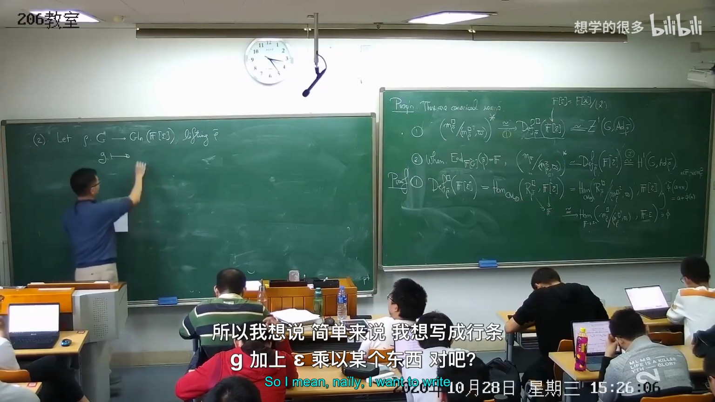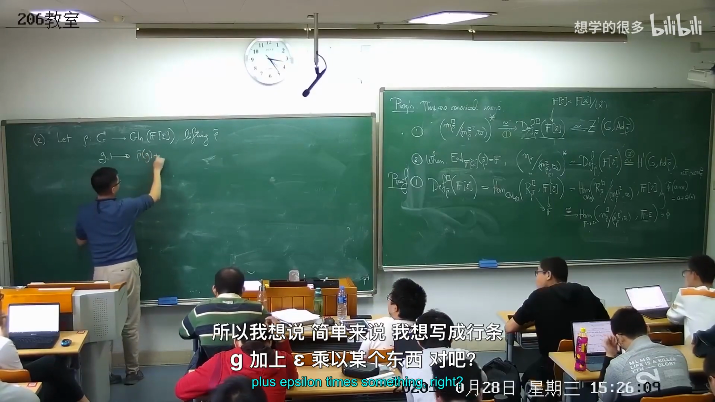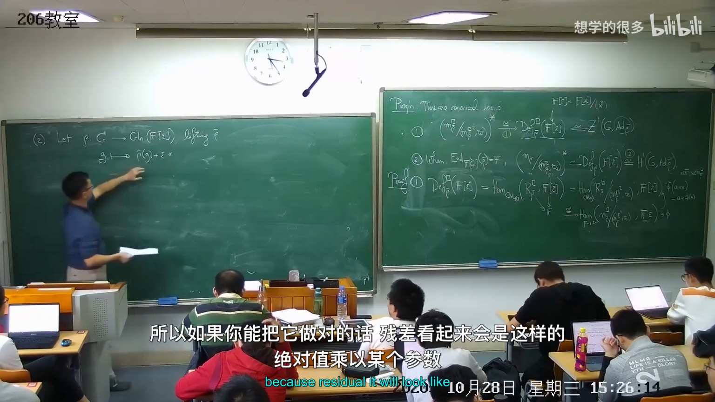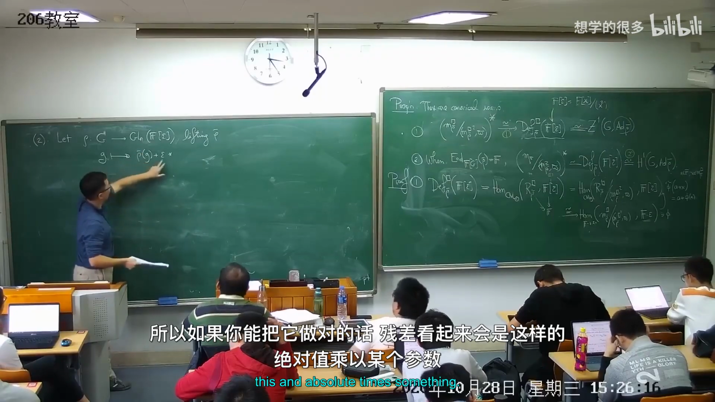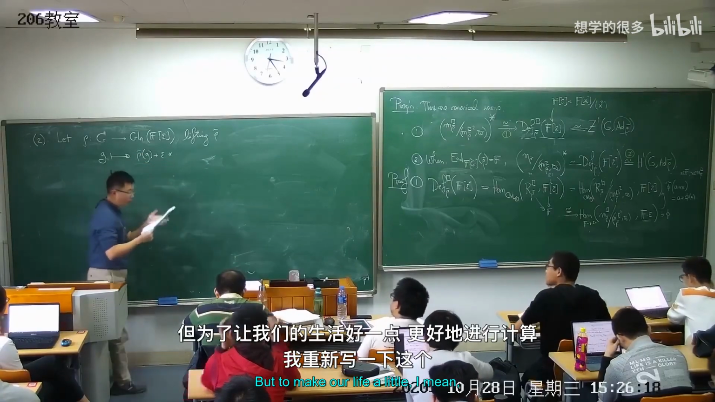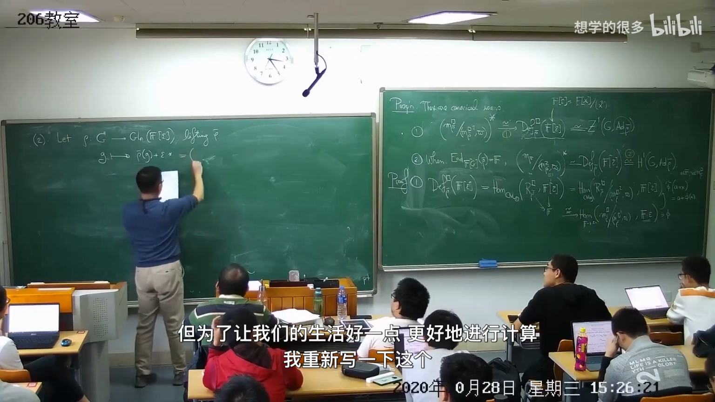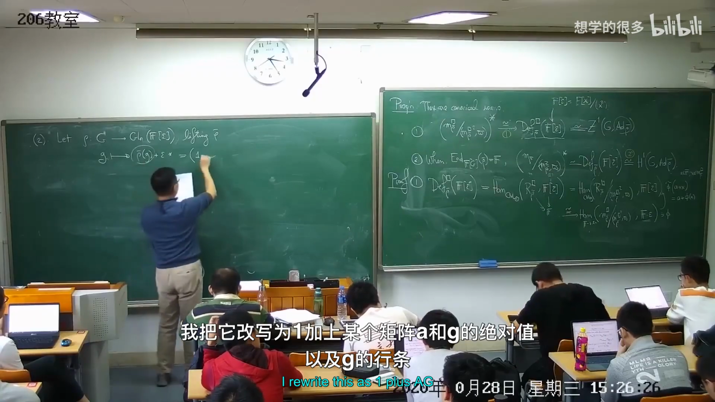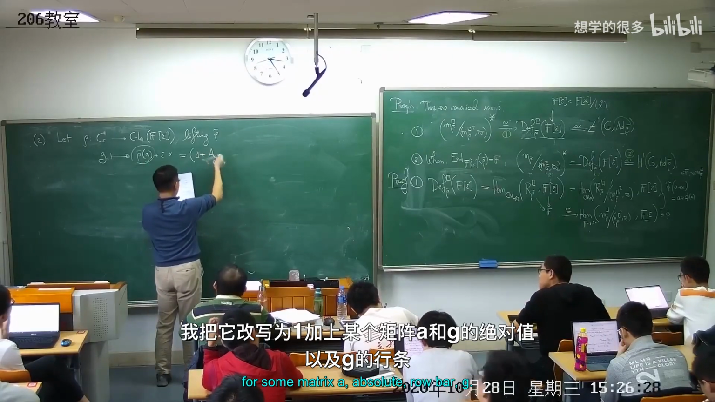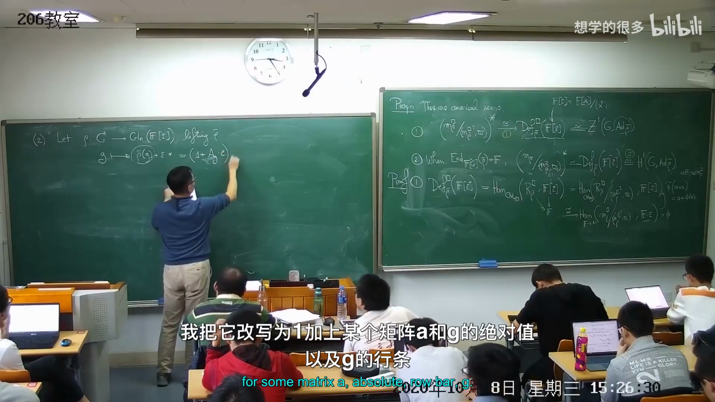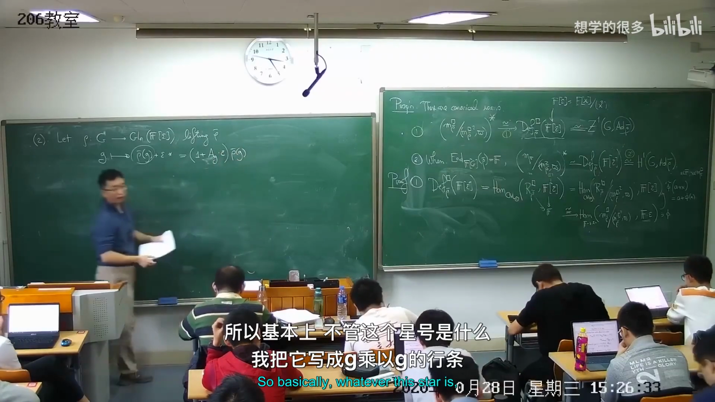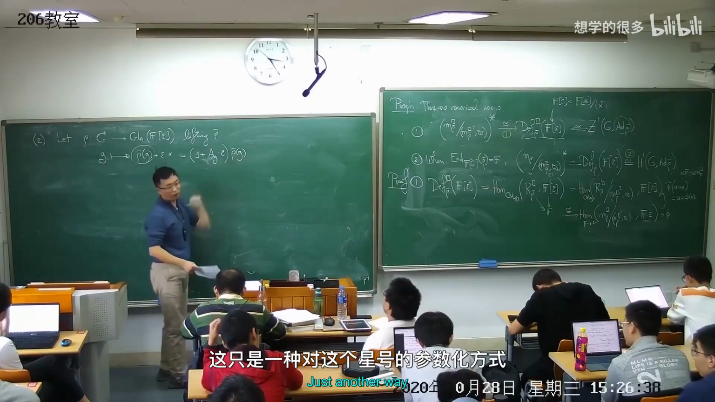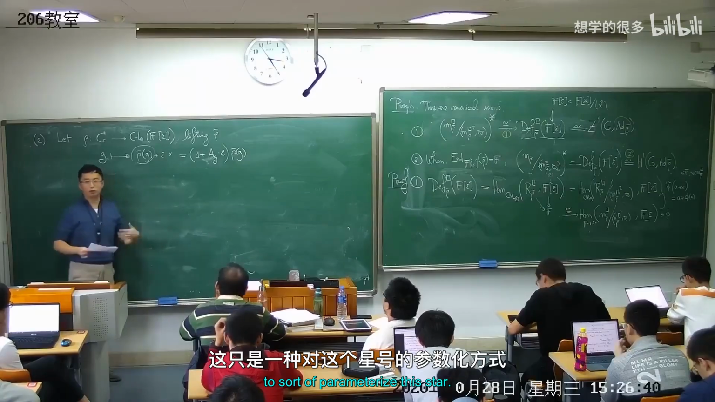So naively I want to write rho bar G plus epsilon times something, because residually it will look like this and epsilon times something. But to make our computation a bit better, I rewrite this term, because this is an invertible matrix, as 1 plus AG epsilon times rho bar G for some matrix A. Basically whatever this star is, I write it as AG times rho bar G. Just another way to parameterize this star.